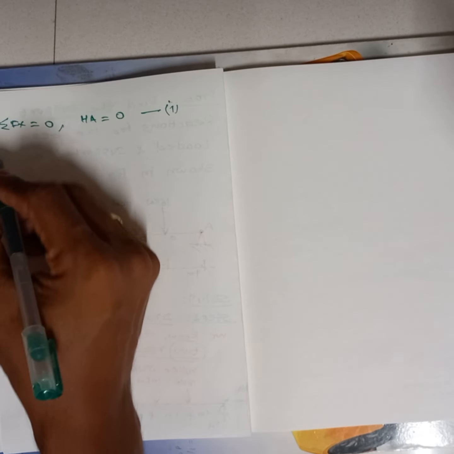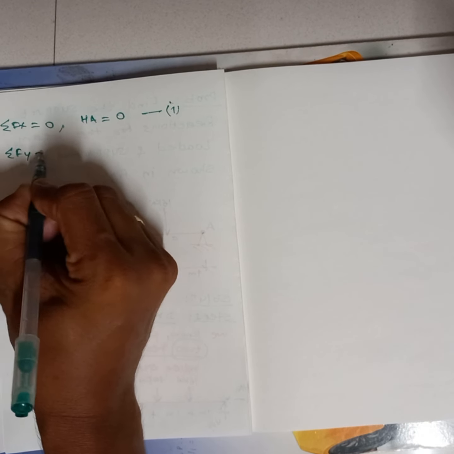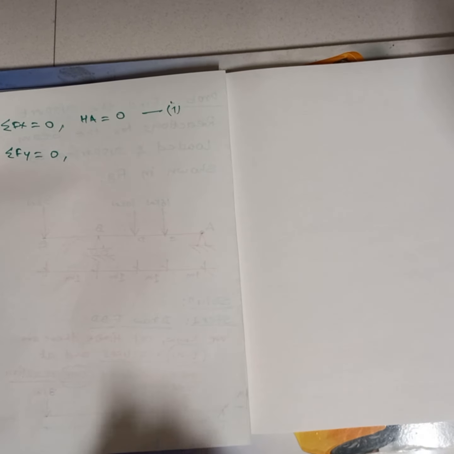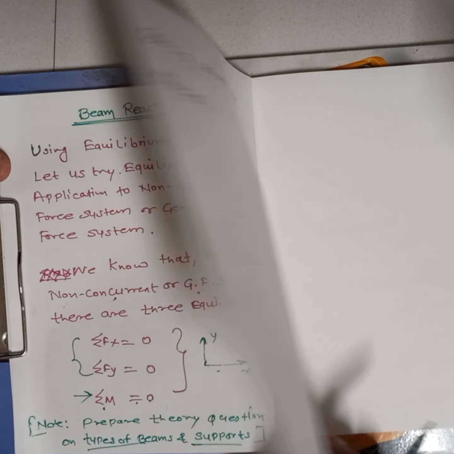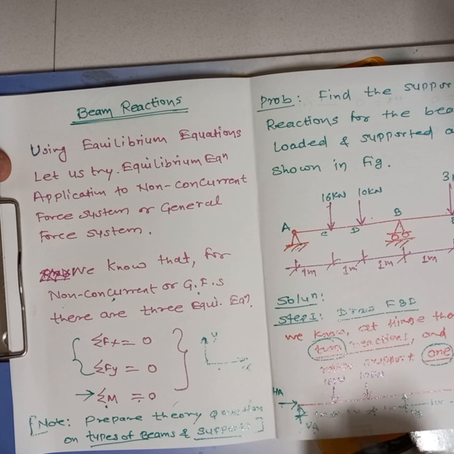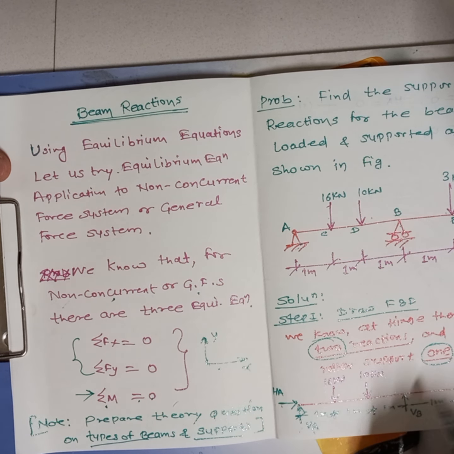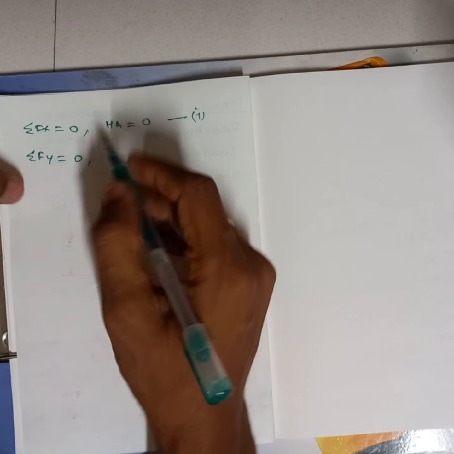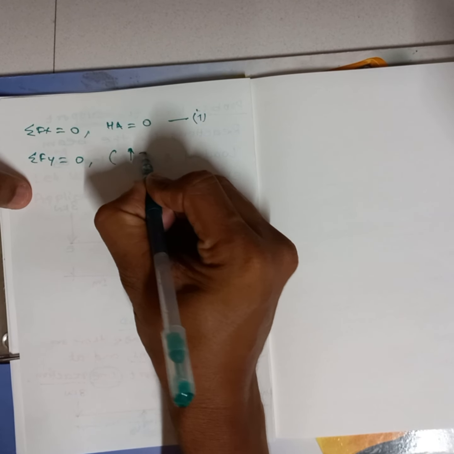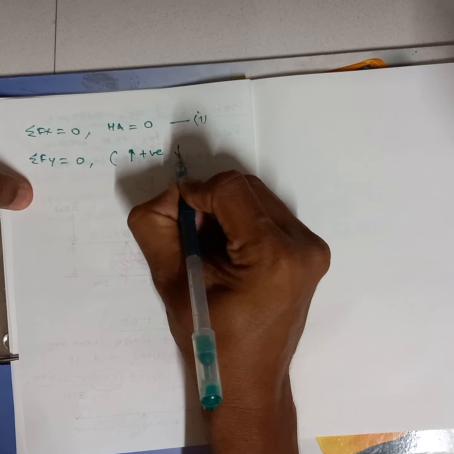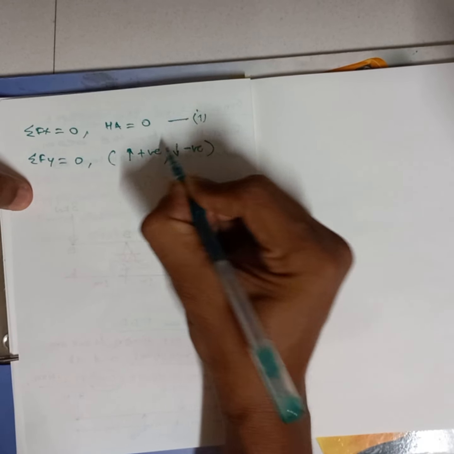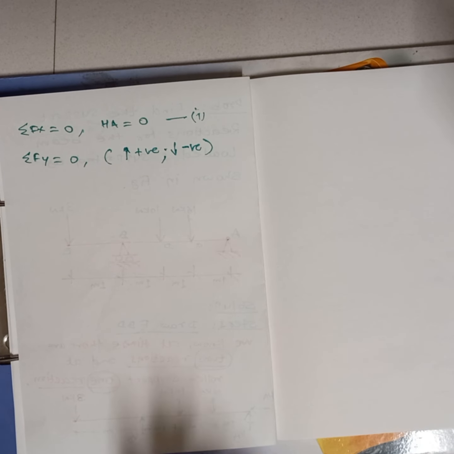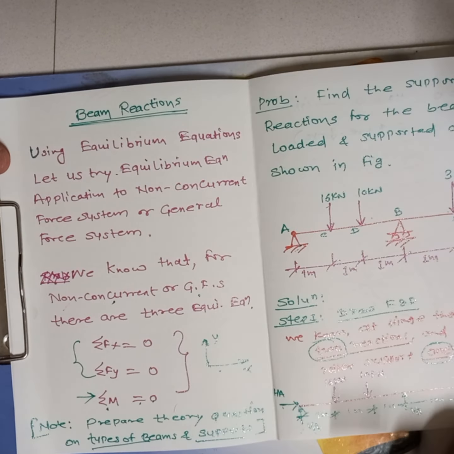Second equation, summation of Fy is equals to 0. Summation of Fy equals to 0 means what? The summation of all the vertical forces is equals to 0. Now I have to assume the sign convention. So what I am going to do is upward I am going to take positive and downward force I am going to take negative. So this is my sign convention, right? So let us have the equation.